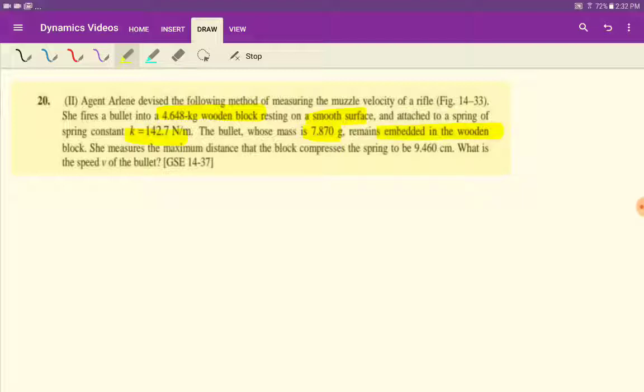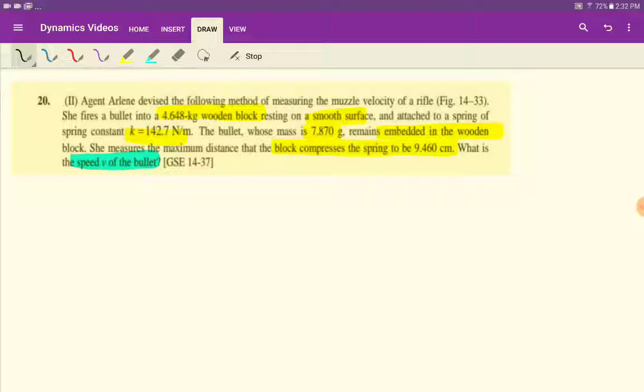Okay. She measures the distance that the block compresses the spring, and then from there, she's able to measure the speed of the bullet. So we want the speed of the bullet. Okay, so that's our data. So let's see if we can get a feel for it.